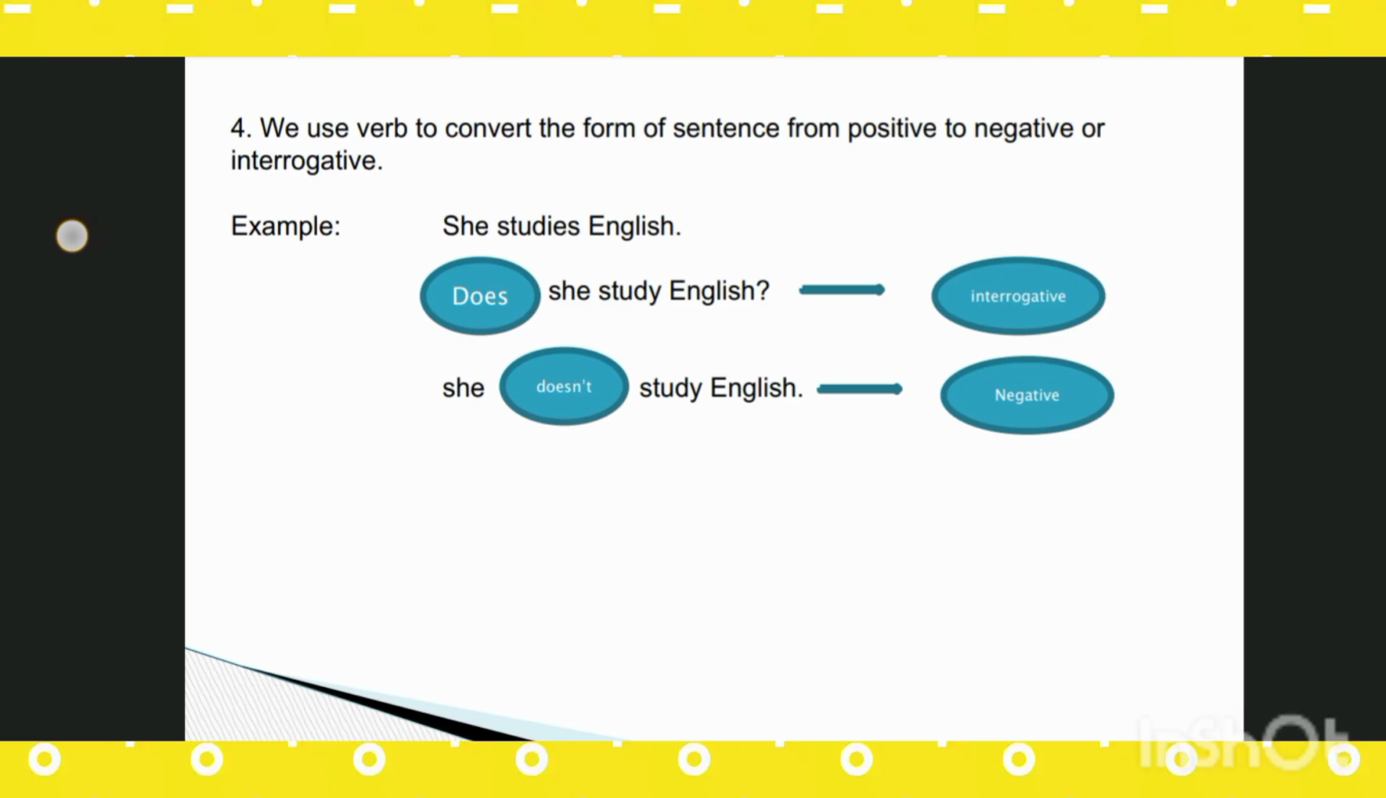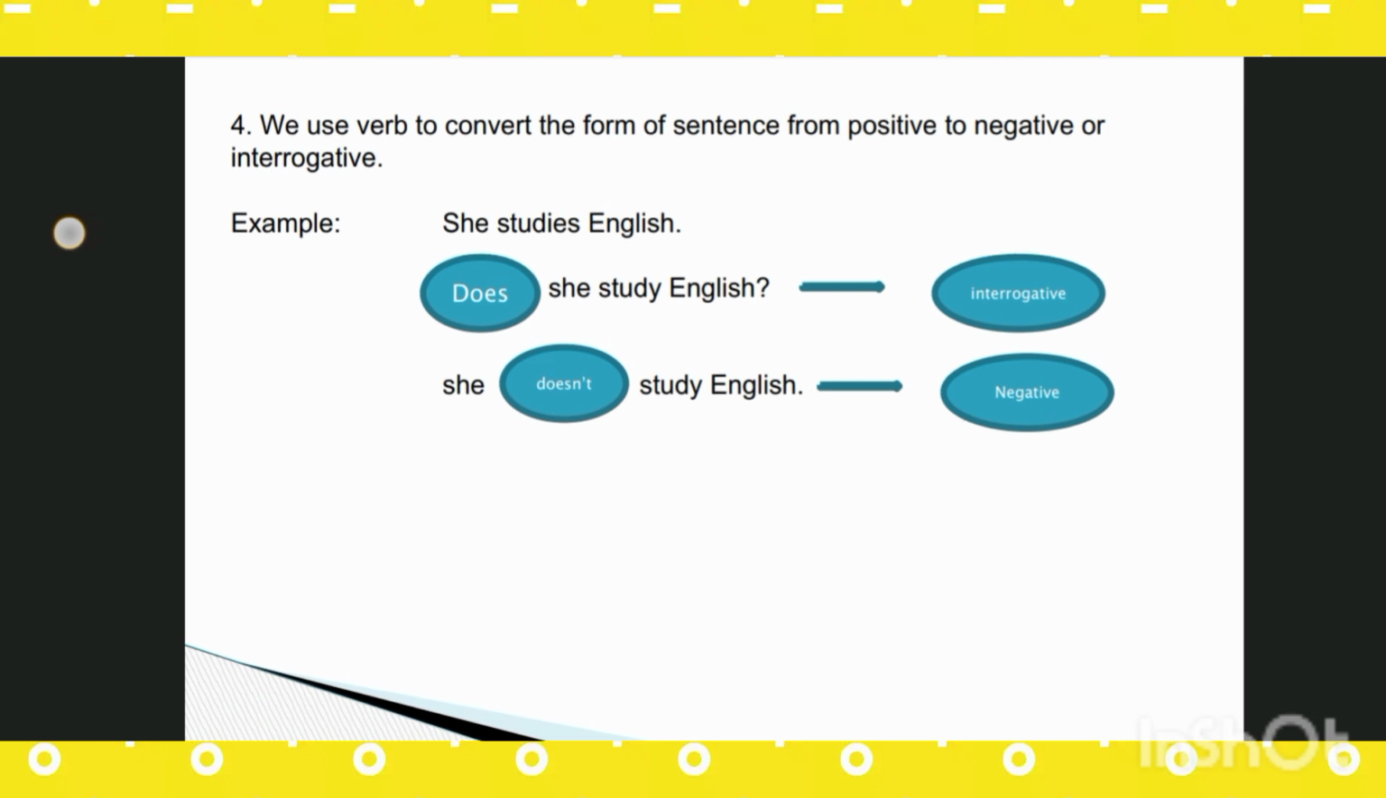Look at what I am writing in the blue bracket in my chart, in my structure. Look at the three sentences, it is very important. In a positive sentence: she studies English. In an interrogative sentence: does she study English?